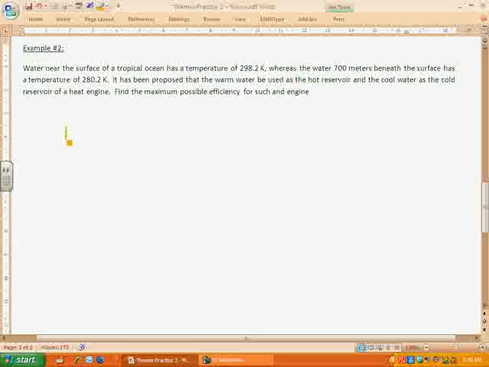Alright, so we've got the water at the surface, which we're going to treat as the hot reservoir, so that's going to be 298.2 Kelvin. And then we've got the water down beneath, 700 meters down. We're going to treat that as our cold reservoir, and that's going to be 280.2 Kelvin. And so then we're going to treat this as a heat engine. We're going to take the heat out of the hot, we're going to get work out, and whatever doesn't come out as work is then going to be released into the cold. Alright, so that's essentially what we have.